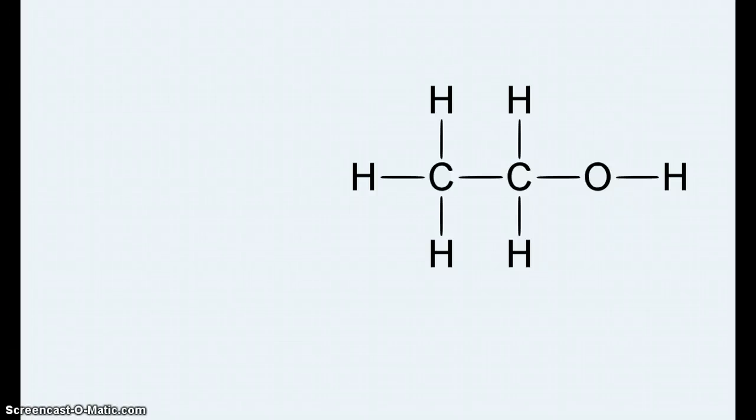Ethanol. Ethanol is an alcoholic hydrocarbon. This is its atomic structure. It is made out of 5 hydrogens, 2 carbons, and 1 oxygen atom.